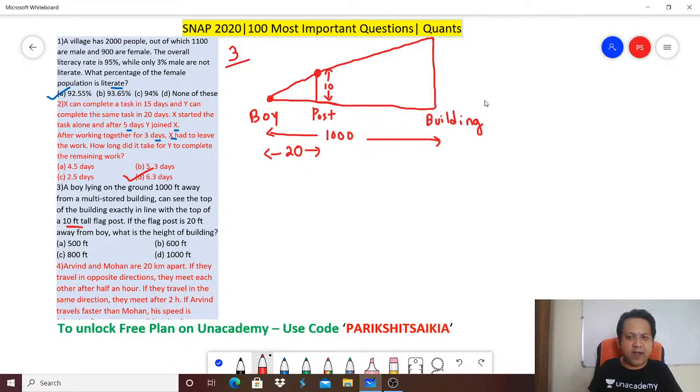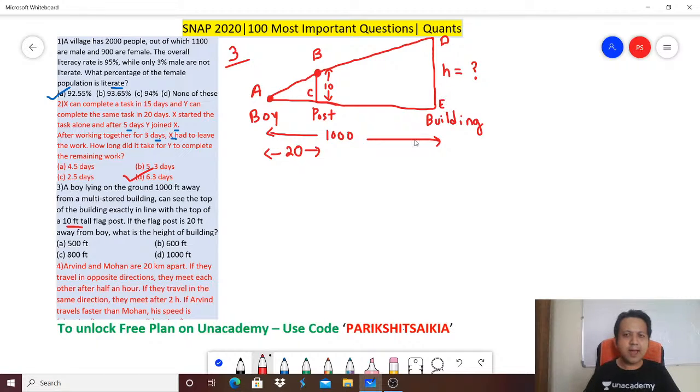What have they asked you? Find out the height of the building. Let's say the height of the building is h. You need to find out the value of h. Now, if boy to post is 20 and the total is 1000, obviously this has to be 980. But that's not required. Let's just number this. Let's say this is A, this is B, this is C, this is D, and this is E.